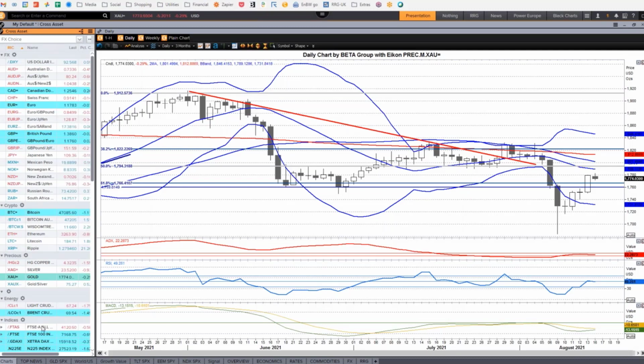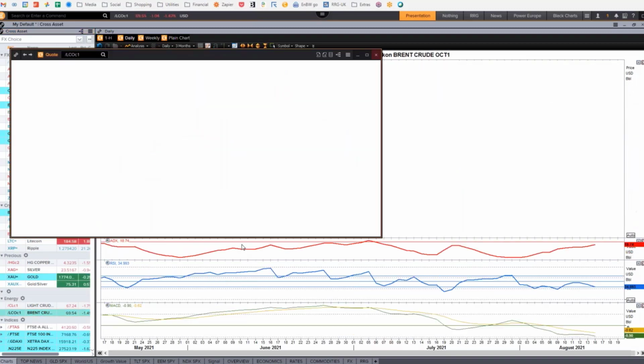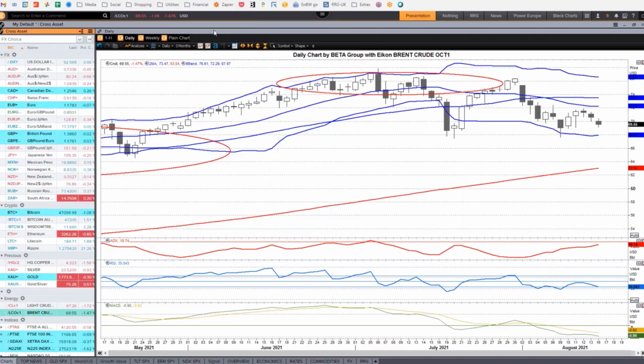So before we go to the stock market, let's look at Brent crude oil, because it's really been very much affected by the dollar as well.